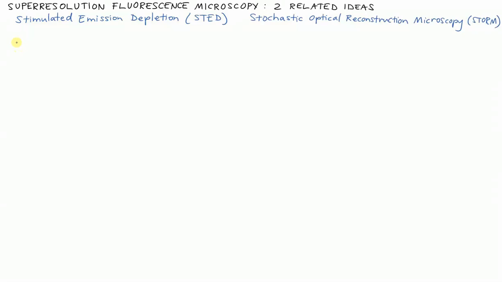We're going to discuss two methods of super-resolution fluorescence microscopy in this tutorial. One is stimulated emission depletion, or STED, and the other one goes by many names. Here I'm going to stick to one, which is stochastic optical reconstruction microscopy, or STORM. It's also called PALM, or F-PALM. I'm going to start out by describing a little bit about each technique separately, and then I'll start drawing some parallels between the two of them.